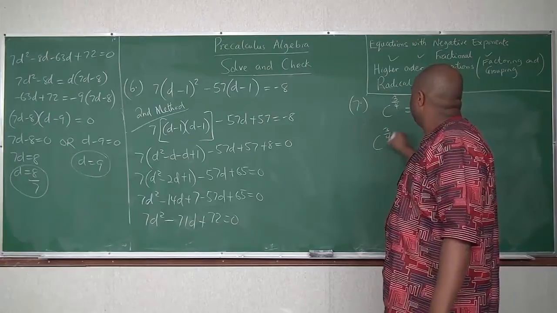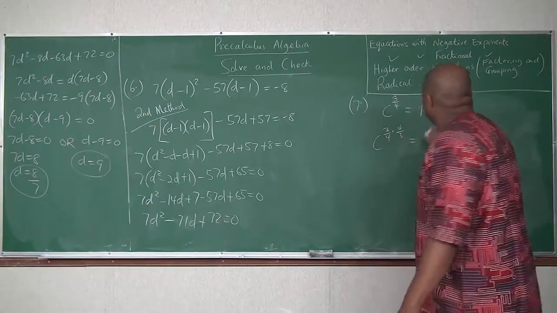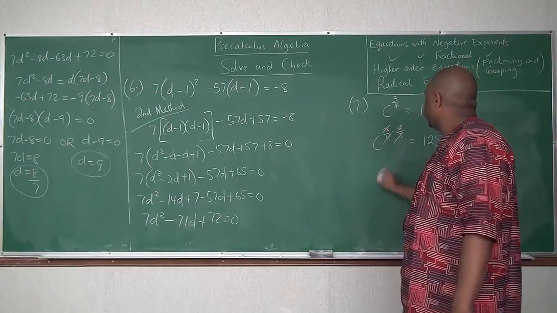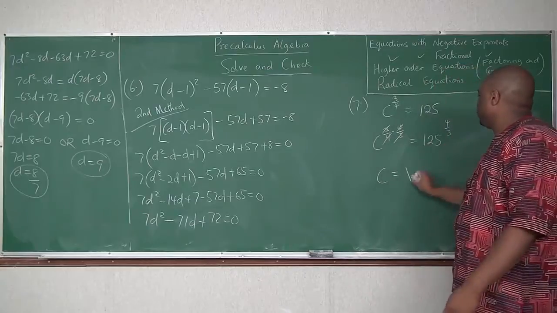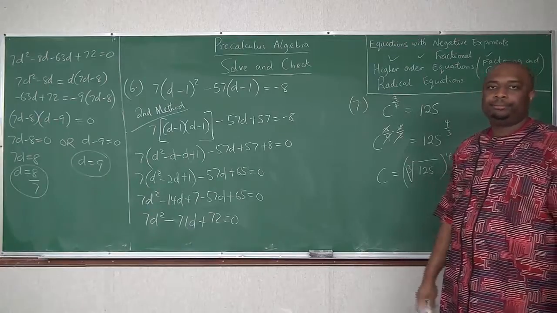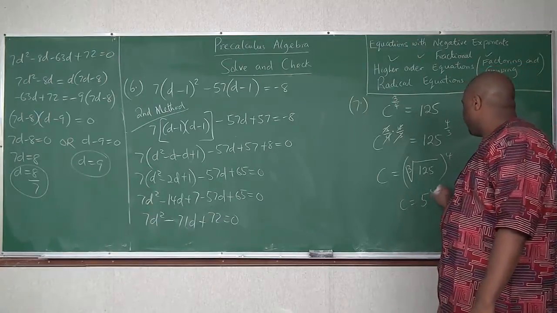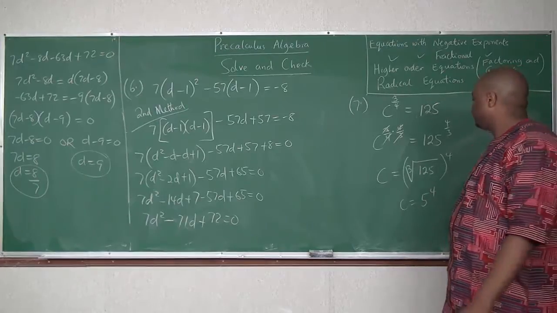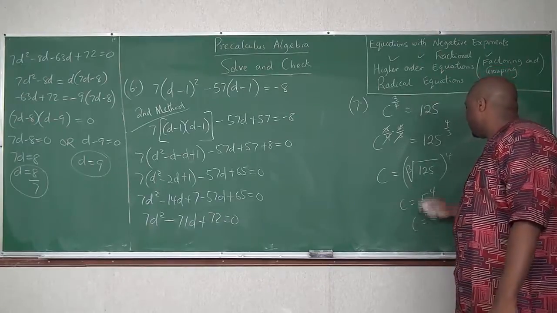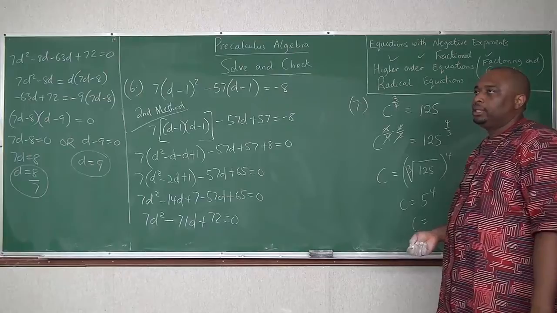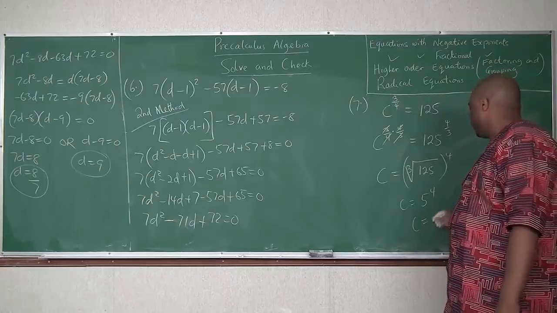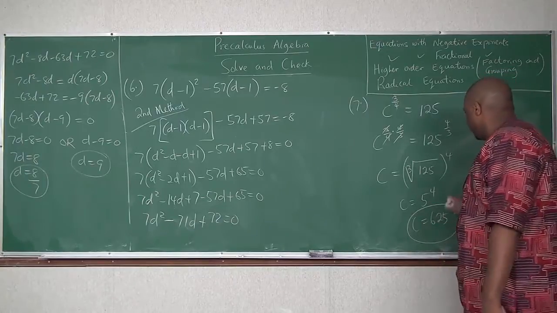So 3/4 times 4/3 equals 125 to the power 4/3. So this crosses out, and c will be the cube root of 125, all raised to power 4. So c will be 5 raised to power 4. 5 times 5 is 25, times 5 is 125, so c is 125 times 5, which is 625. So c is 625. That's the answer here.